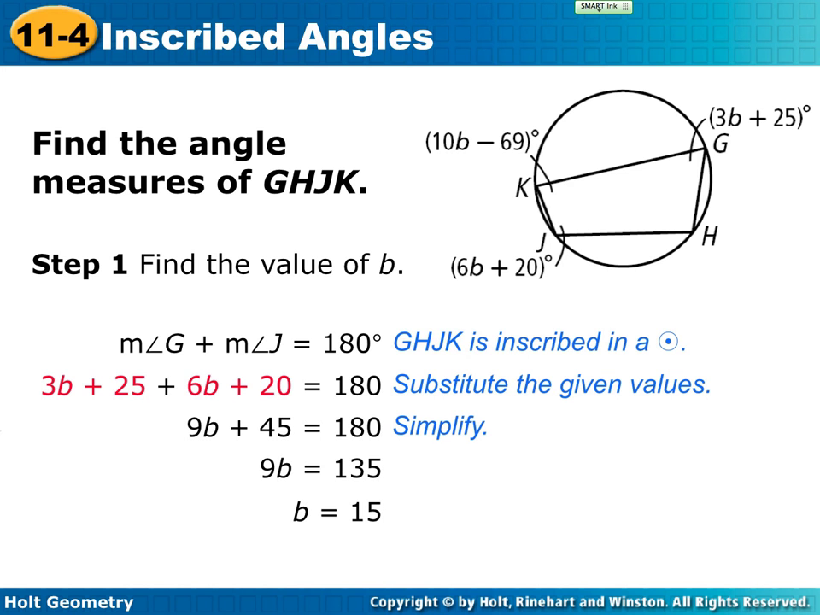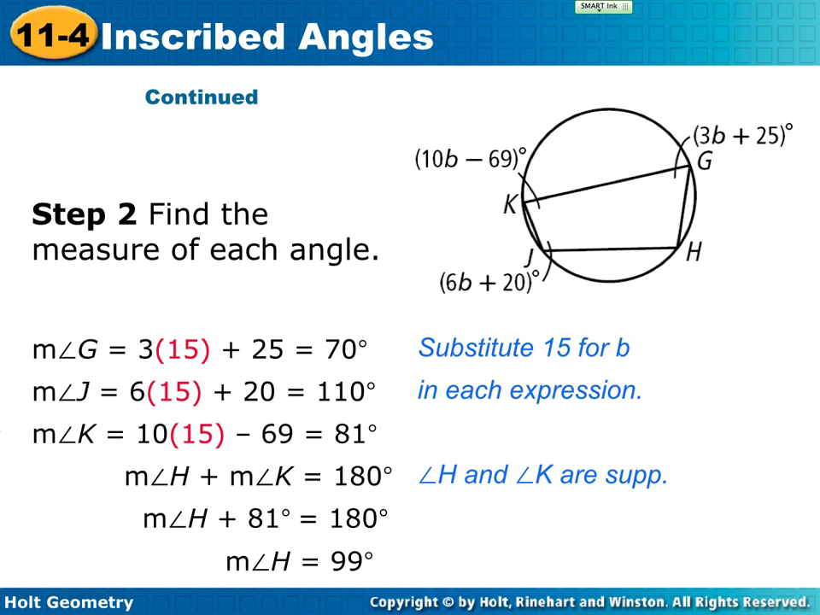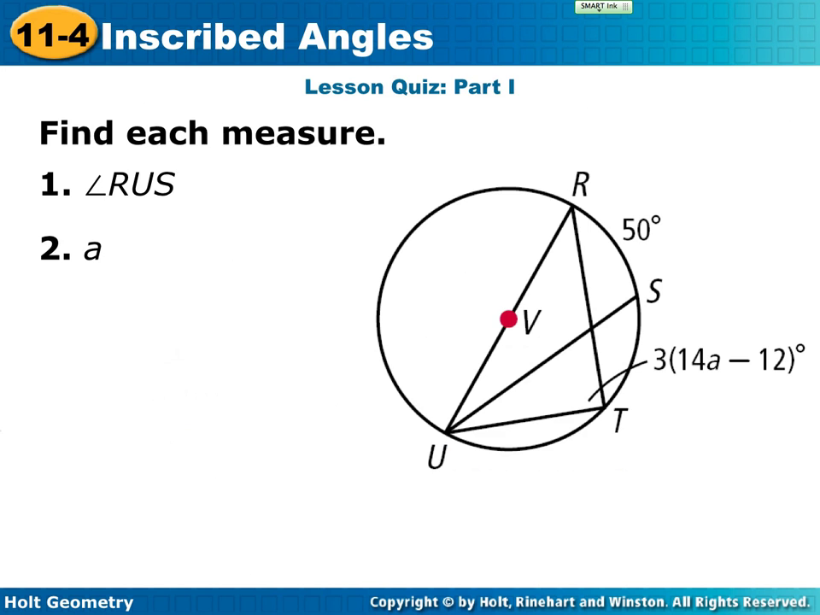Okay, so I did that same thing. I got B to be 15. And when you substitute it in, the angles were: G was 70, J's 110, and 81, and 99. So opposite angles are supplementary, not congruent, supplementary.